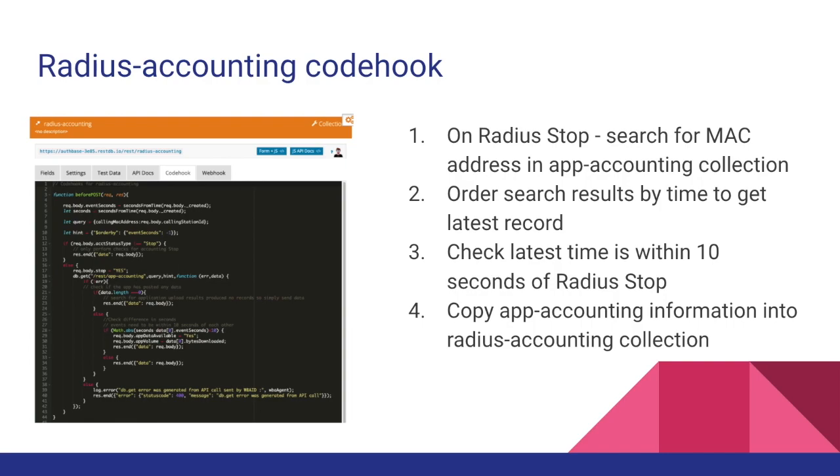So it needs to check within the latest time. It can be within a 10-second margin of error, so there is no risk of any sort of faulty records, as well as the copy of the app accounting information over to the radius accounting collection.